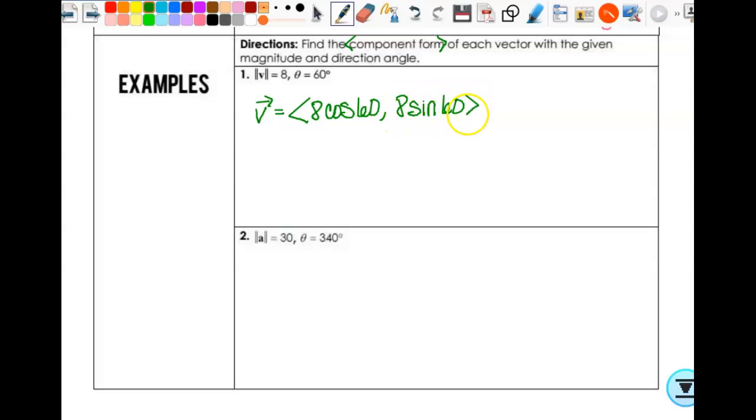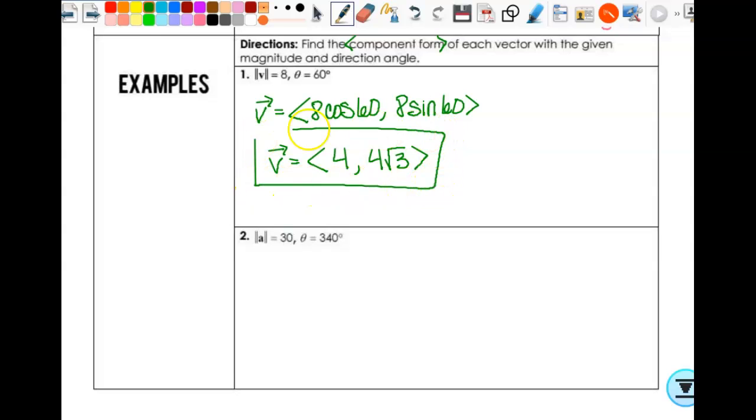And we don't need the calculator for this because 60, what's 60 in radians? Pi thirds, right? So I can say my vector v is equal to, all right, so what's the cosine of pi thirds? 1/2, and 1/2 times 8 is 4. What's the sine of 60, or pi thirds? Square root of 3 over 2 times 8 is going to give me 4 square roots of 3. Okay? Easy enough?